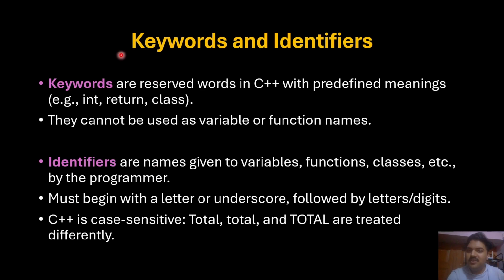First we will see keywords. Keywords are the reserved words in C++ with predefined meanings. Examples are int, return, and class, and so on. Basically, these are the words which have predefined meanings for the compiler. So the compiler understands that we are doing some specific task, like integer.